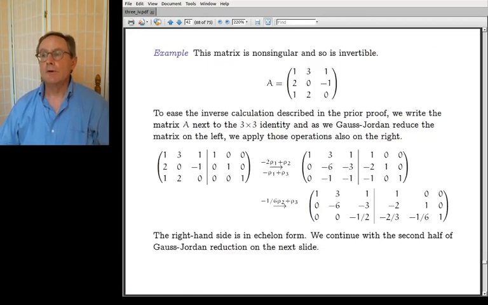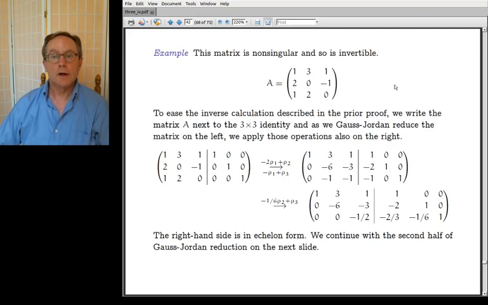Okay, so here's a matrix that is non-singular, and therefore it's invertible, and I'm going to find the inverse. It's non-singular and square, so if you do Gauss's method on it, you'll get echelon form with no zero rows. All right, let's do the steps I just described.